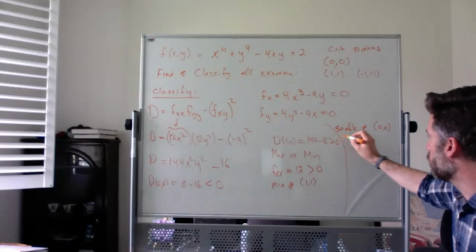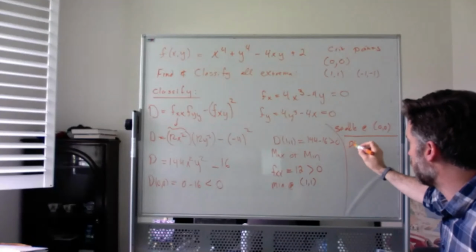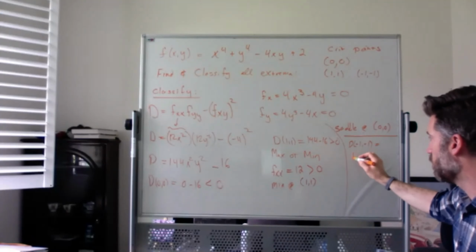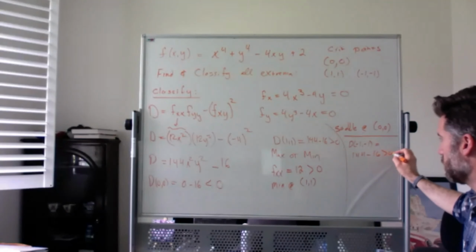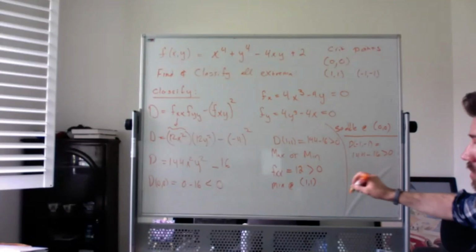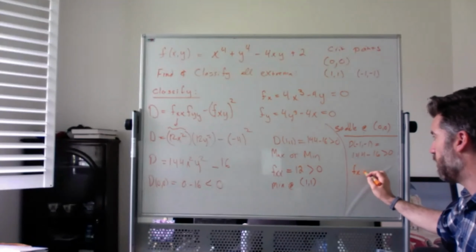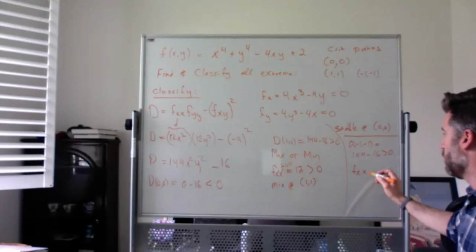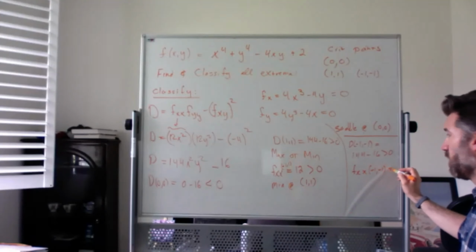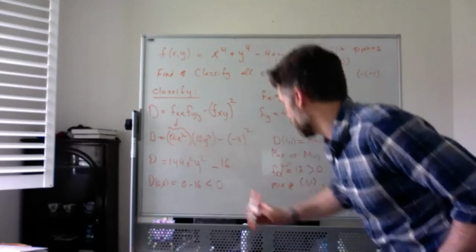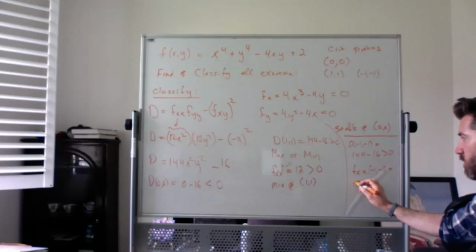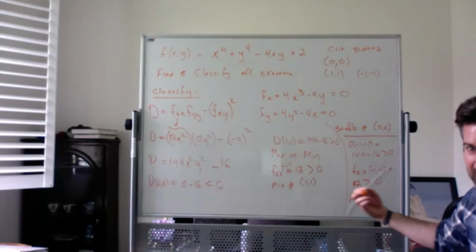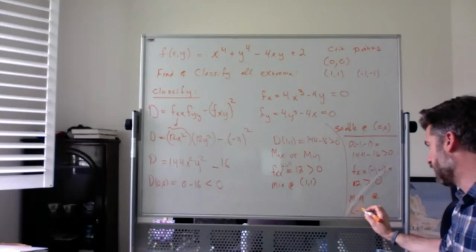And the same is going to be true for -1, -1. So you plug in -1, -1, you're going to get the same value here, 144 minus 16, which is going to be positive. And then when you evaluate the second partial, fxx at -1, -1, plugging in -1 for x into the second partial still is going to give me positive 12, which is still positive, which means I still have a minimum because it's concave up. So I have a minimum at -1, -1 as well.